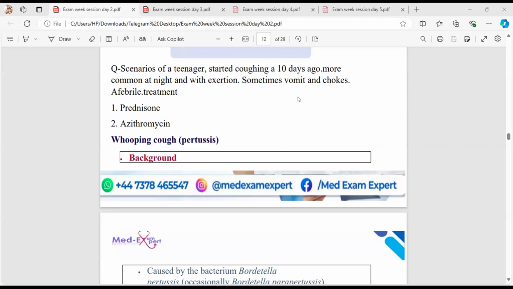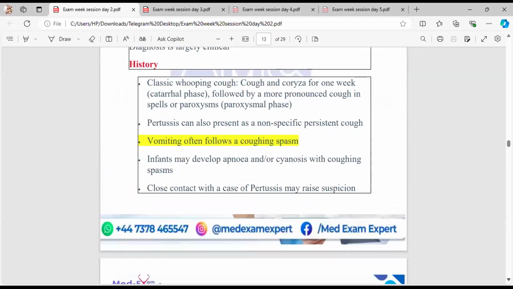This vomiting gives me the clue for pertussis or whooping cough. As we know, in whooping cough, vomiting often follows a coughing spasm. Coughing is important, but vomiting followed by the coughing. In the AMC exam, they always use this line in the question: vomiting followed by coughing. If there is only coughing overnight, the nocturnal cough, we can consider asthma. But if there is vomiting followed by coughing, please consider pertussis, whooping cough. Then your diagnosis will be whooping cough, pertussis, not asthma.